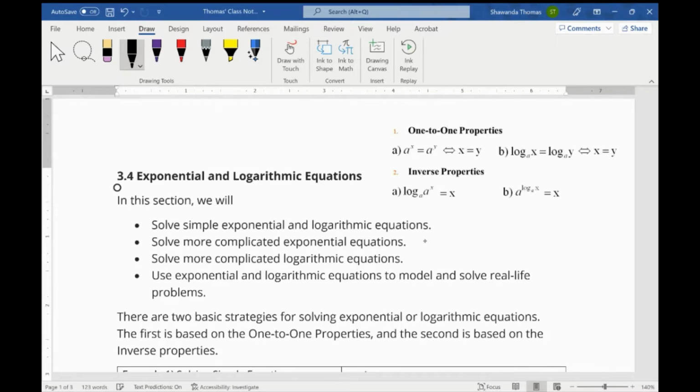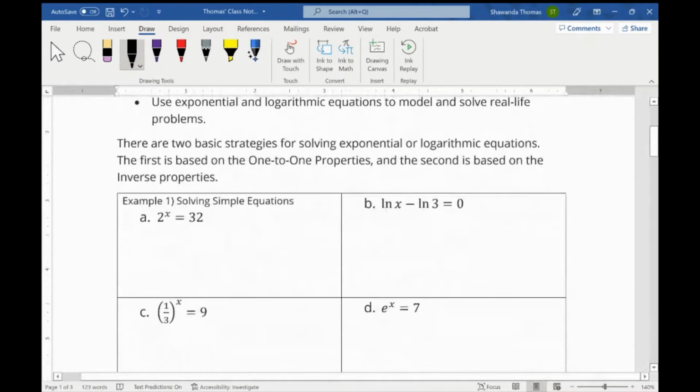So let's try out some of these exponential and logarithmic equations and use some of the things that we've learned in the past three sections to solve them. The first one, example 1: 2 to the x equals 32. Now, the one-to-one property would be great here. Let me show you how. If we can get that 32 to also be 2 to some power, then that's the easiest method.